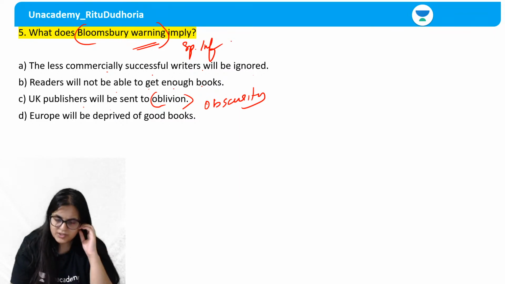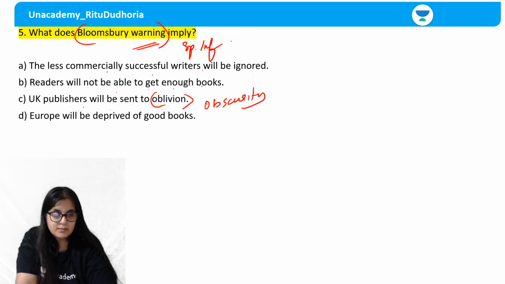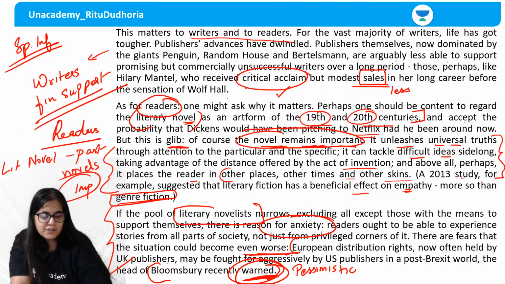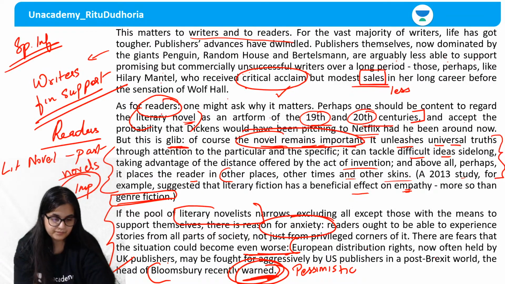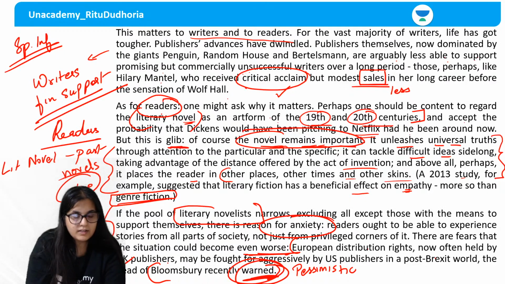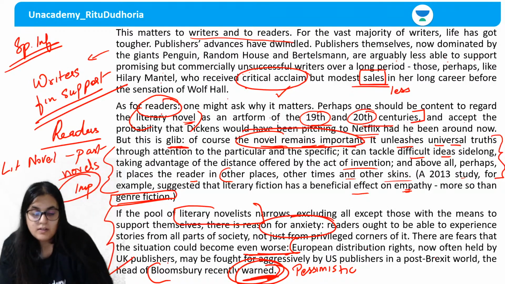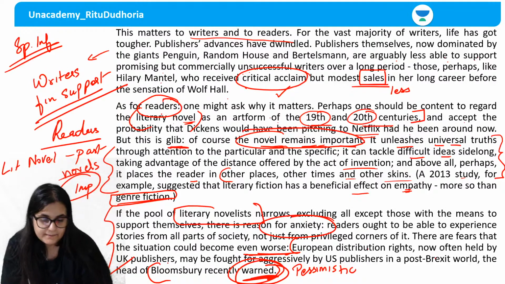After the Brexit situation happened, head of Bloomsbury. Sarika says B. What about the others? What do the others think, guys?